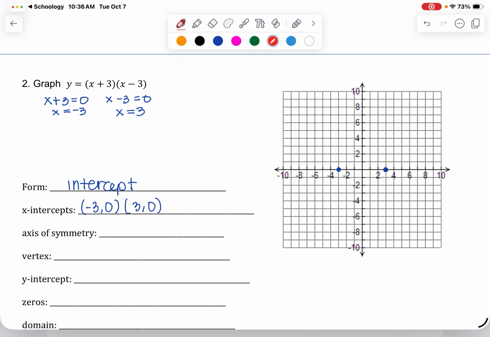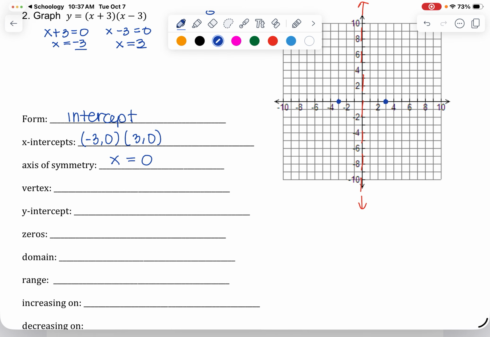So my axis of symmetry is the dashed line. Remember, it's not a part of the parabola. The parabola goes on forever and ever, so arrows on the end. The axis goes directly in between those two, so that's x equals 0. Algebraically, you can find that by doing -3 plus 3, so these two added up, and then dividing that by 2. 0 divided by 2 is 0.